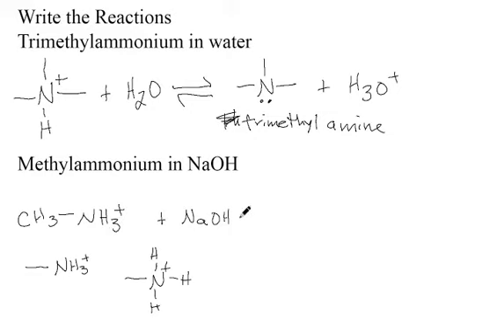Now we're reacting a weak acid with the strong base, sodium hydroxide, so it's going to be a single arrow. And just as was the case with trimethylammonium reacting with water, the ammonium ion acts as an acid. It's going to donate an H+ to whatever base there is. And the base that we have is the OH-. So we're going to make water, and we're going to have methylamine.